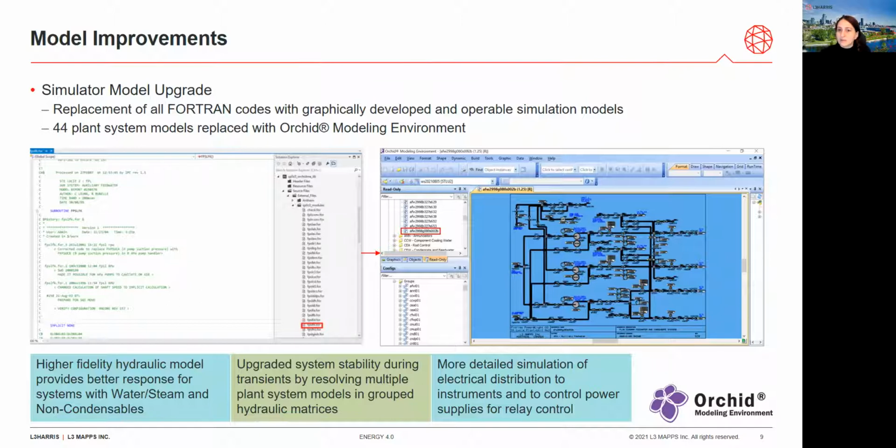Some of the key model improvements and benefits of this modernization project are the higher fidelity models, the upgraded system stability during transients, the detailed simulation of the electrical distribution down to the instruments and the control power supplies of the relay control.